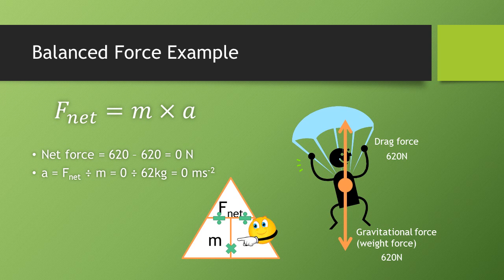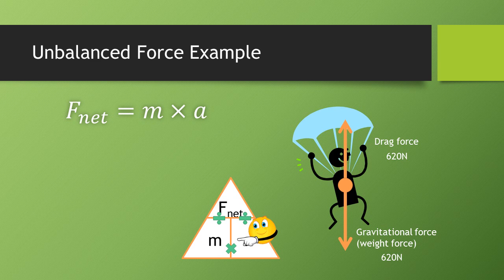Of course, there are forces acting on this person. The 620 newtons pulling him down, and the 620 holding him back. But the net force is 0, and it's the net force that we need to put into the equation. And this links in with what we just looked at in the recap. The idea that balanced forces means there is 0 acceleration, and that's because there is no net force.